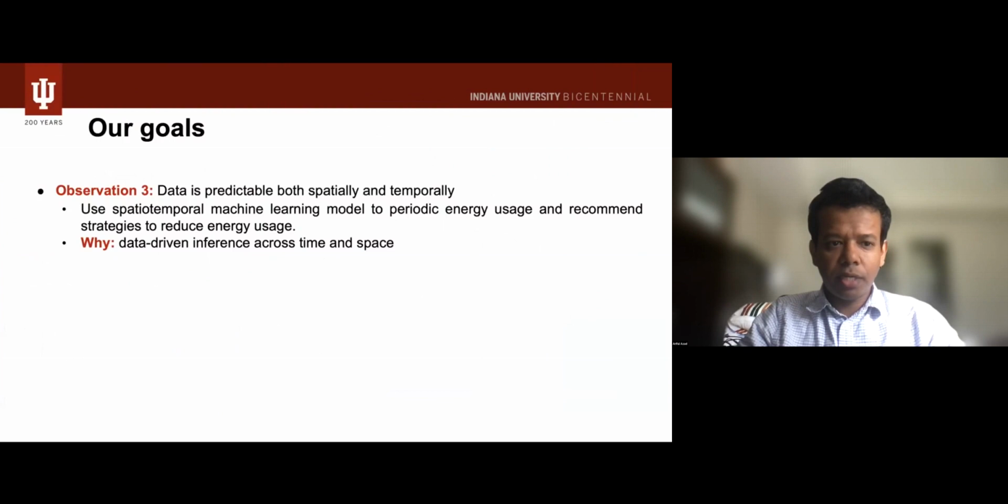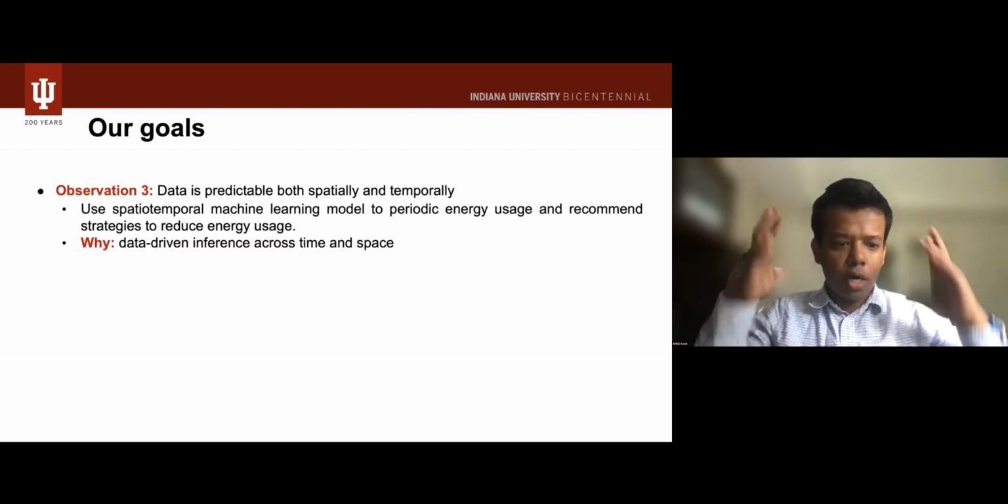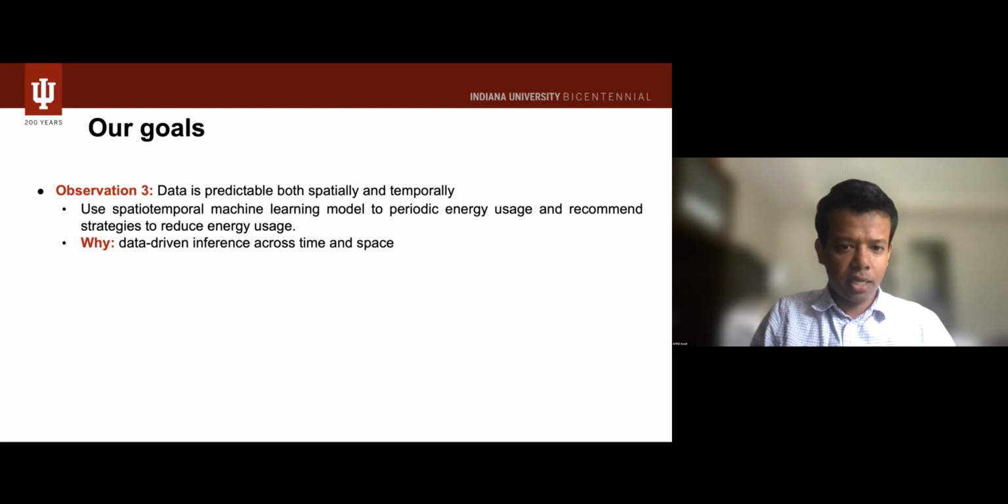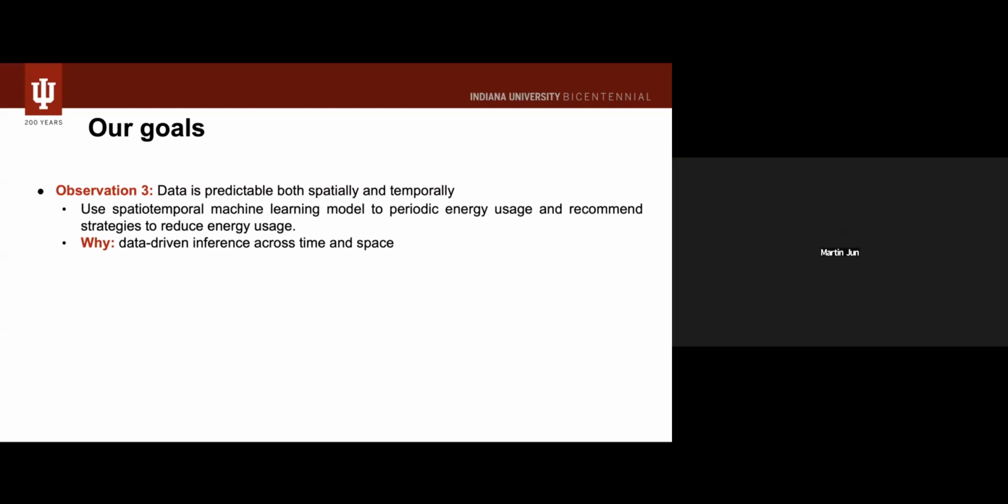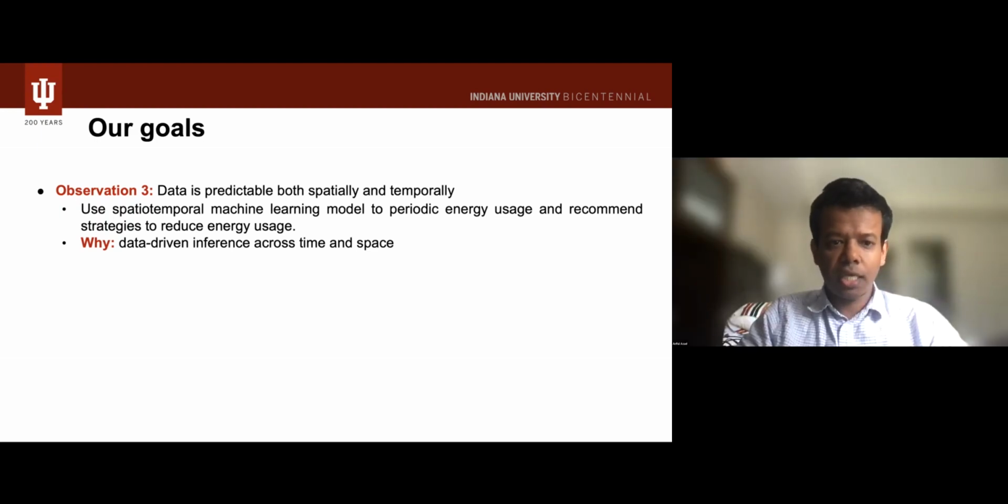And the third objective is that data is predictable both spatially and temporally. When I say spatially, that means if we observe one HVAC unit in a particular building, maybe we can predict what we may see in another building. So this is spatial predictability. And then temporally, if we observe data in the past 7 days, maybe we can say something about what will happen tomorrow. So that is predictable. From our time series, we can see that.